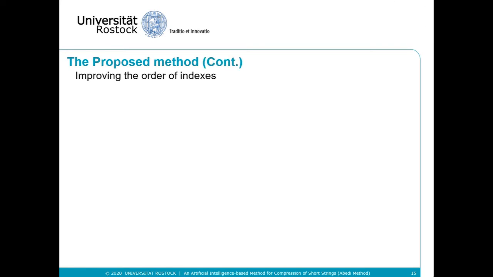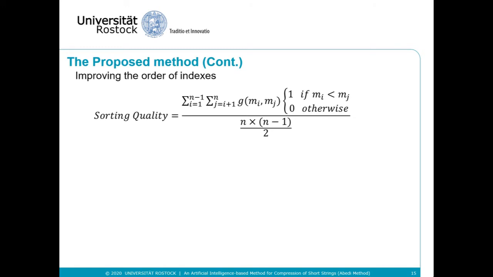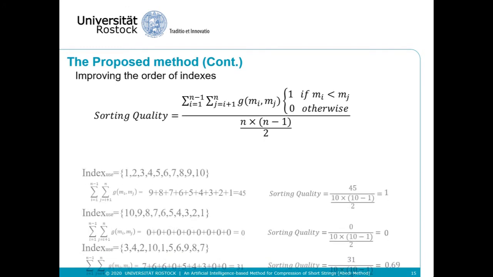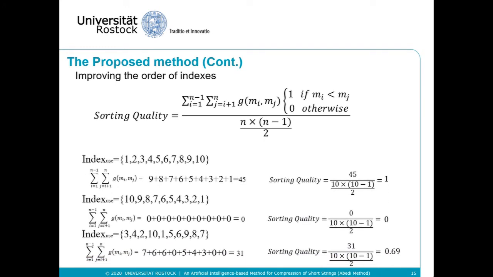In order to find out the best time for reordering the table, the efficiency of the table order at that time must be investigated. For this purpose, the shown sorting quality formula calculates the quality of the table order. We show the performance of this formula with 3 examples. In these examples, index use is the frequency of the repetition of characters, and n is the number of characters. In the first example, the most repetitive character is in the last row, and the least repetitive one is in the first row of the table.